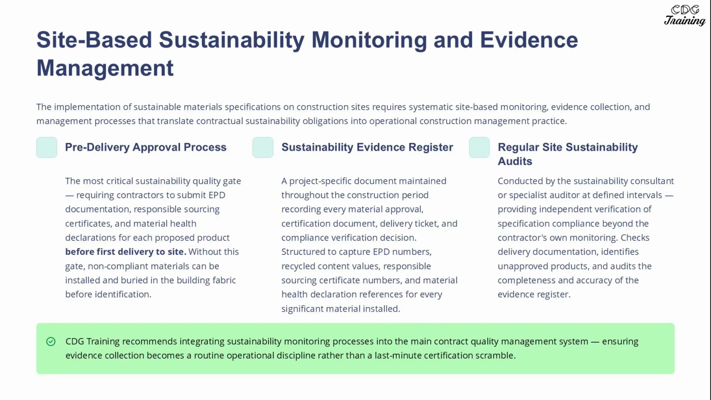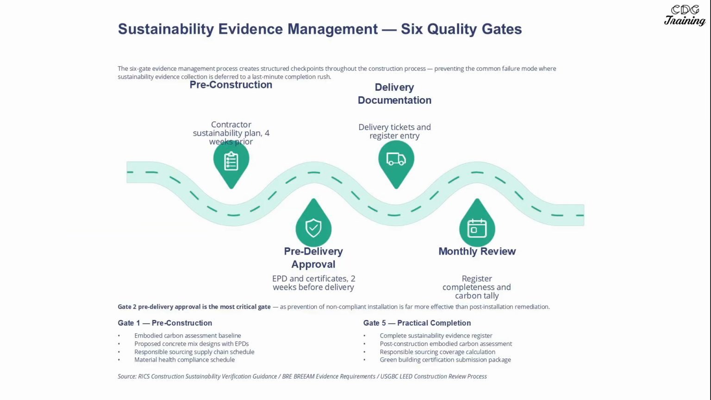Implementing site-based sustainability monitoring ensures that evidence collection is integrated into the construction process. This proactive approach prevents last-minute certification issues and supports continuous improvement. The 6 quality gates in sustainability evidence management provide structured checkpoints throughout the construction process. This prevents common failures and ensures compliance with sustainability standards.